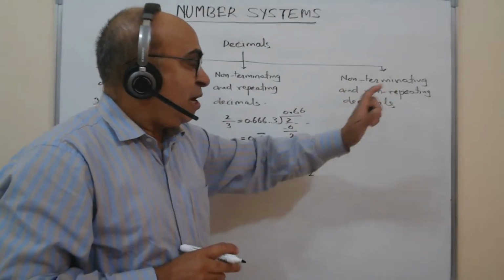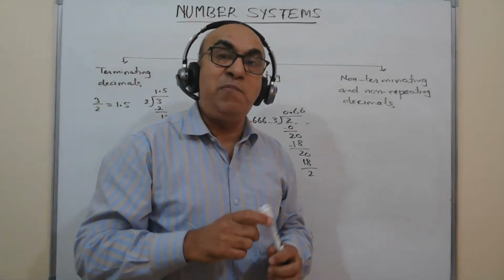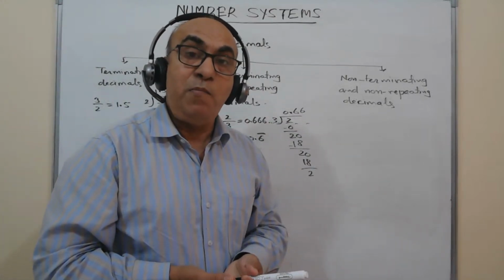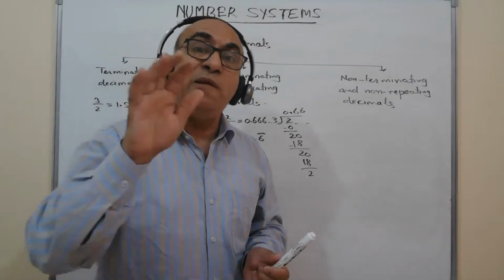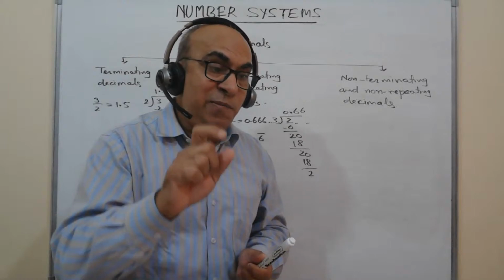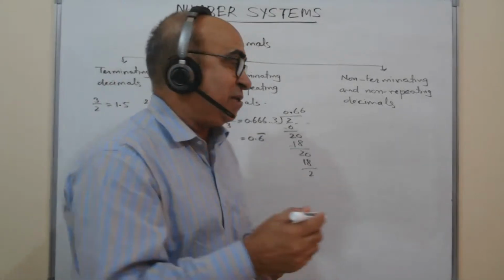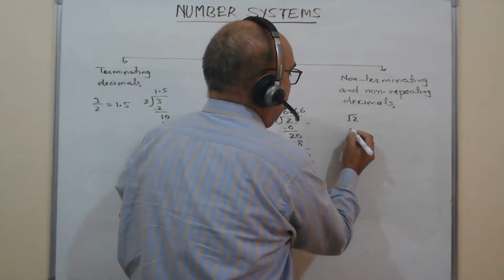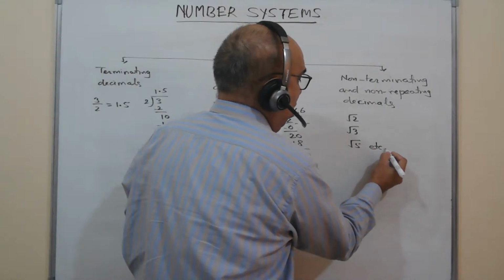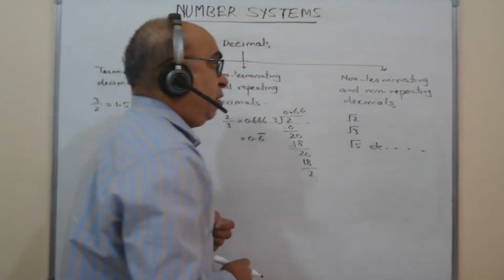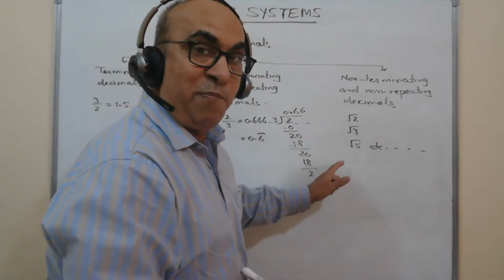Here, non-terminating and non-repeating decimal. So all fractions may be terminating decimals, or may be non-terminating and repeating decimals. All fractions. Only radicals, meaning square root 2, are different. Square root 4 is a terminating decimal. See, square root 2, square root 3, square root 5. These are the examples of non-terminating and non-repeating decimals. These are the examples.